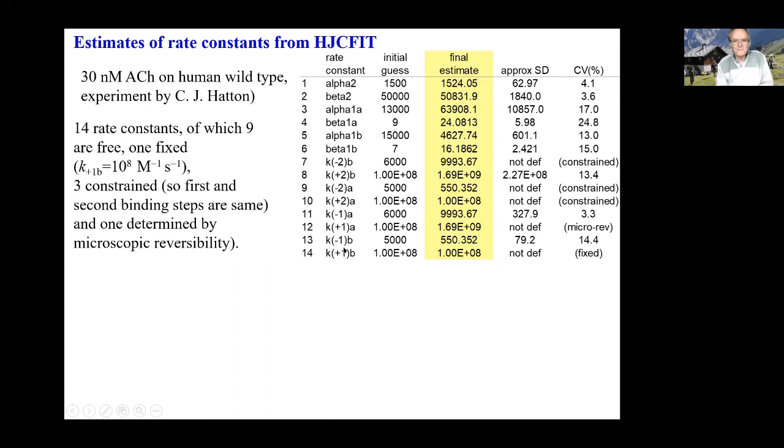This lists all 14 parameters: the initial guess for them, the final estimate for them, the approximate standard deviation for them. We'll come to how you get that in a minute. So the opening rate constant was 50,800, standard deviation of 1840, and that's not easy to interpret. It's better expressed as a percentage. So it's 50,000 plus or minus 3.6%. For the shutting rate, plus or minus 4.1%.